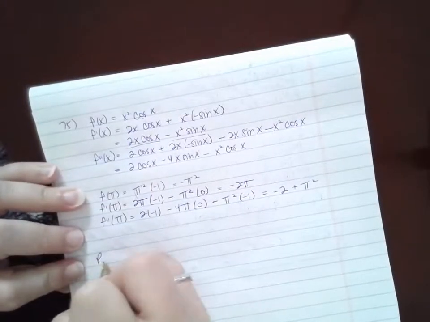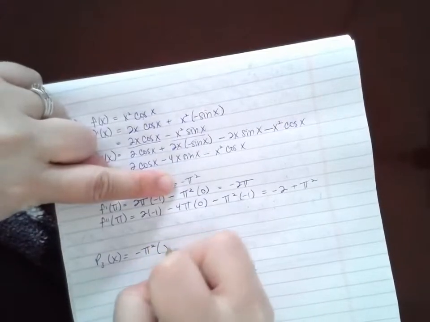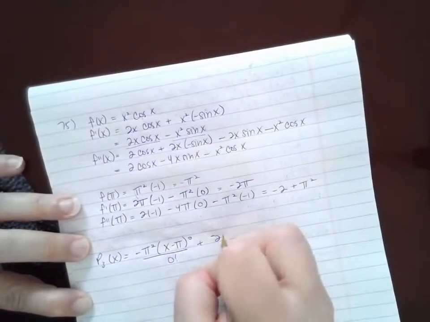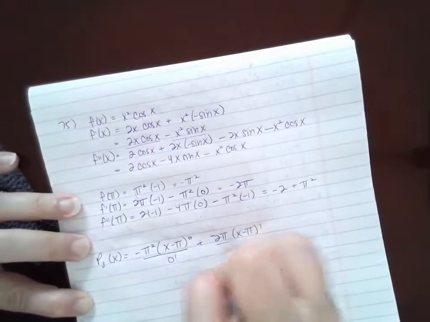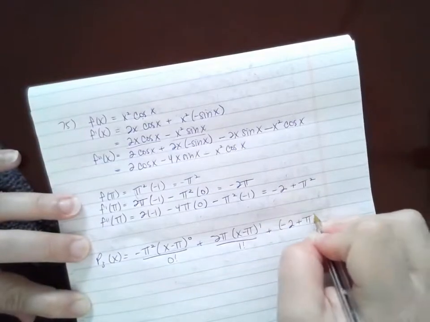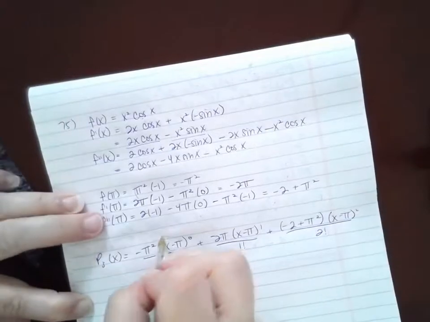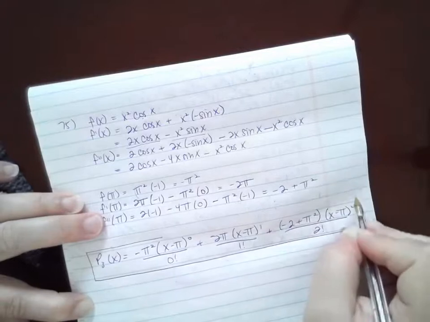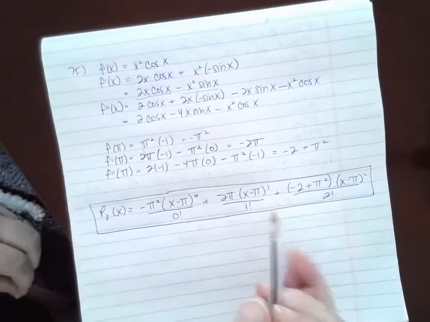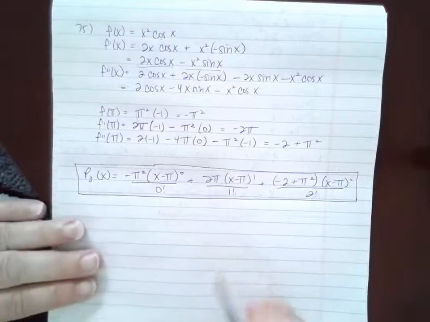So my second degree Taylor polynomial starts with negative pi squared (x minus pi) to the 0 over 0 factorial plus negative 2 pi (x minus pi) to the 1 over 1 factorial plus the quantity negative 2 plus pi squared times (x minus pi) squared over 2 factorial. I'm not doing anything to simplify that further because I don't see it being very helpful. Granted, you can get rid of the 0 power and the 1 power, or the 1 factorial and the 0 factorial. You can do that if you want, but I'm just going to leave it alone.